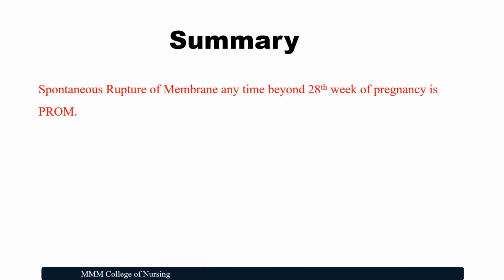I'm summarizing my topic. In this video, we've seen the definition of premature rupture of membrane. So you all know that it is a spontaneous rupture of membrane any time beyond the 28th week of pregnancy. It is called premature rupture of membrane, and we've seen the incidence and causes, diagnosis, investigations, complications, maternal complications, and then the management. So these are all about premature rupture of membrane.